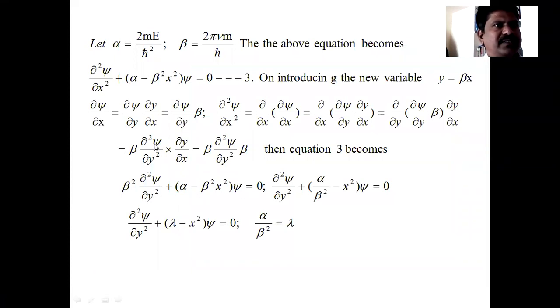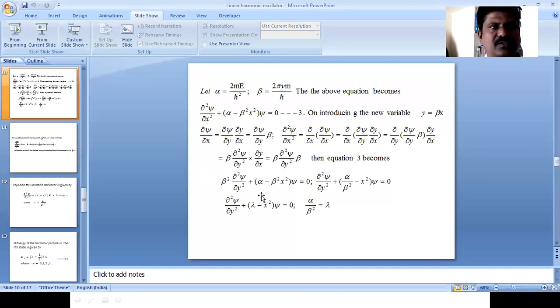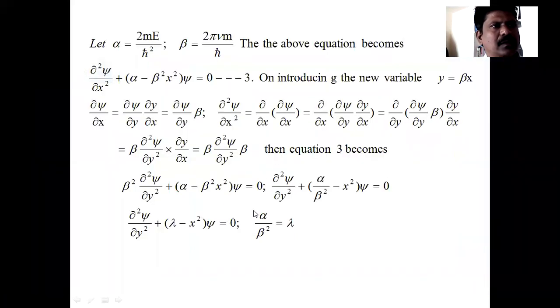So on inserting these values, it becomes beta square ∂²ψ/∂y² plus (alpha minus beta square) x square into ψ is equal to 0. Then this one you can simplify: ∂²ψ/∂y² plus (alpha by beta square minus x square) into ψ equals 0. Or you can introduce one more variable.